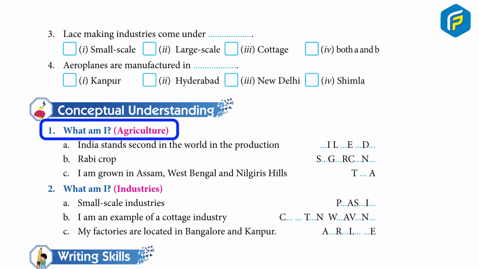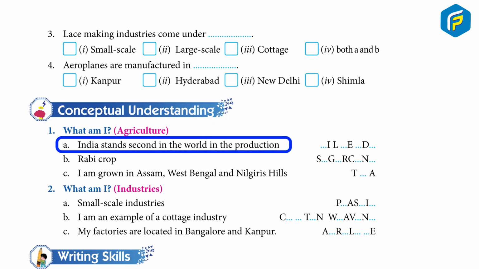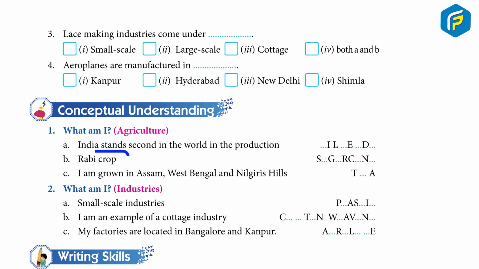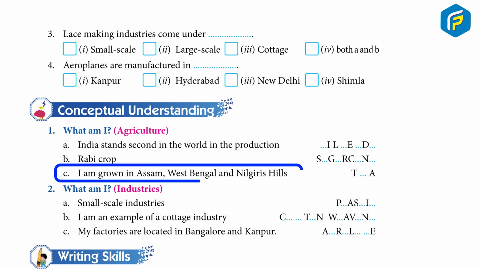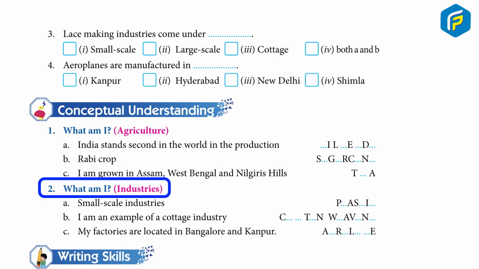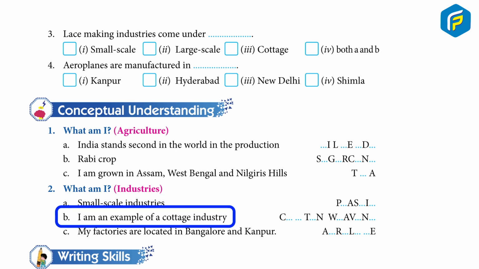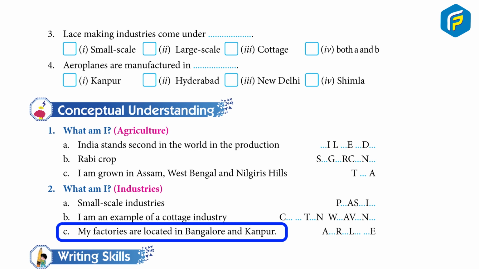Conceptual understanding. 1. What am I? A. India stands second in the world in the production. B. Rabi crop. C. I am grown in Assam, West Bengal and Nilgiris Hills. 2. What am I? A. Small scale industries. B. I am an example of a cottage industry. C. My factories are located in Bangalore and Kanpur.